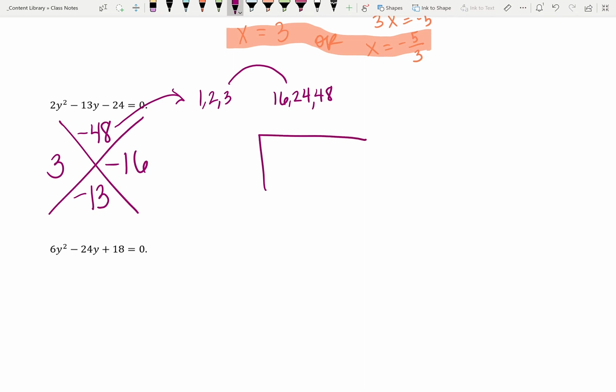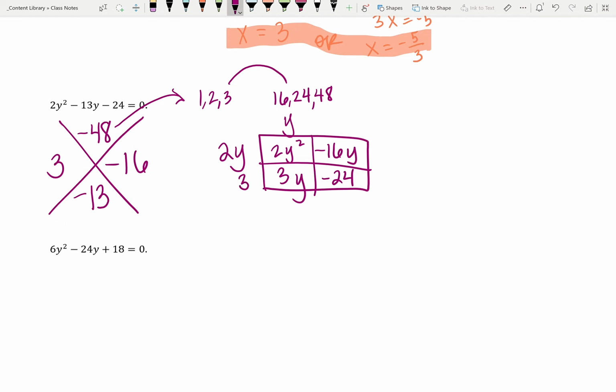And then I'll draw my box. In the top left, we'll have 2y squared. In the bottom right, we have negative 24. And then my remaining factors here, 3y and negative 16y. The top row greatest common factor is 2y. The first column is just y. 2 and 3 don't have a common factor, but y squared and y do. And then the bottom row is going to be 3, and the right column would be -8.